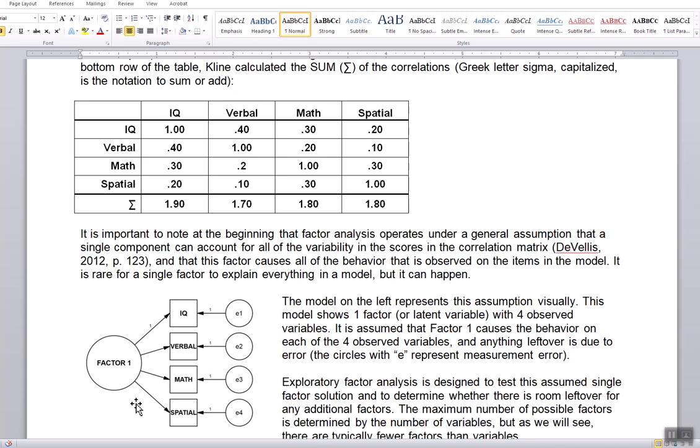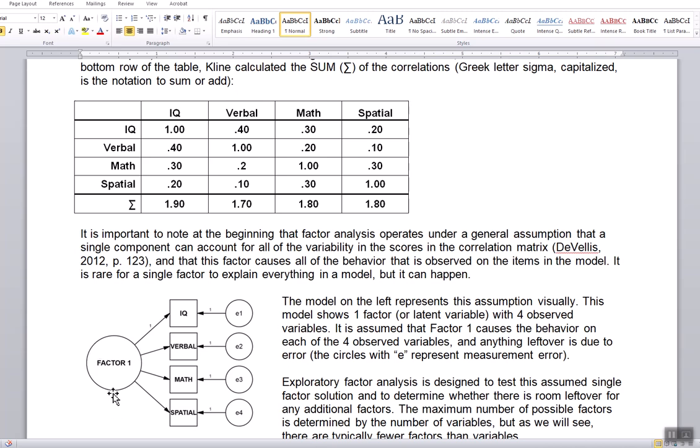But then the other thing is that factor analysis starts with the assumption, represented here in this figure, that it's possible to have a single factor that explains all of the behavior on the different observed variables that you have. So the squares, again, those are the observed variables. The circles are the unobserved variables.